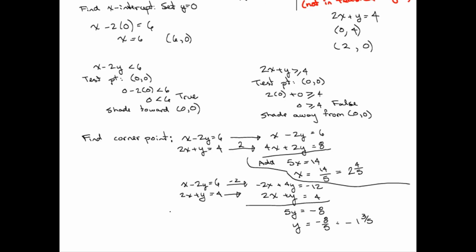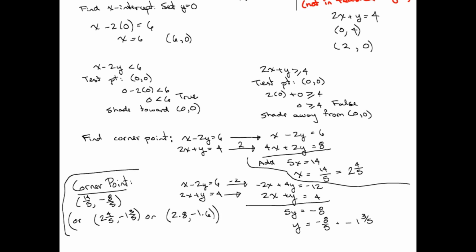So our corner point then is, let's write it, we can write it several ways. We can write 14/5, negative 8/5, or we could write it in mixed numbers, which would give me 2 4/5, negative 1 3/5. Or we could write it as a decimal, which would give me 2.8, negative 1.6. Any of these ways is just fine.